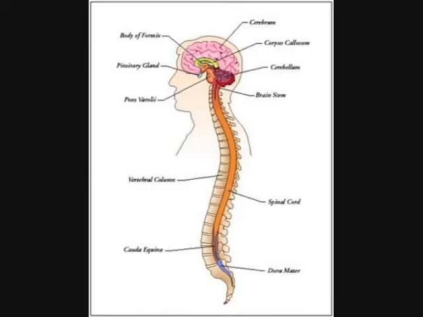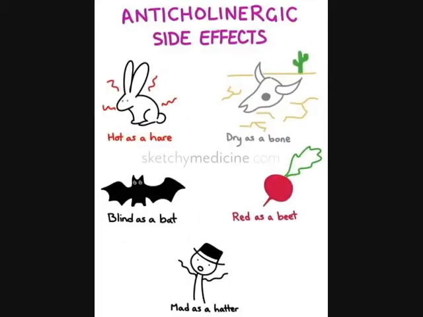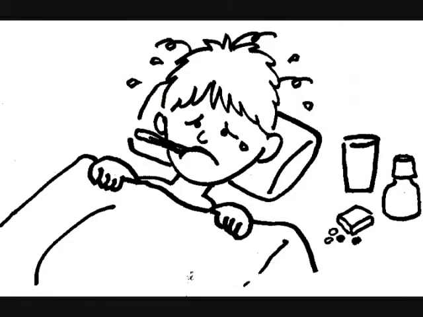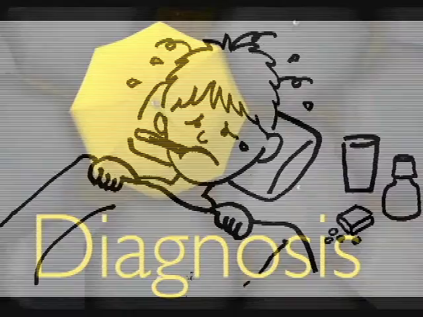CNS depression, either as a direct result of the toxin or secondary to hypotension. Mydriasis, dry mouth, flushed hot dry skin, and tachycardia are some of the CNS symptoms. Toxalbumin poisoning may also produce fever.